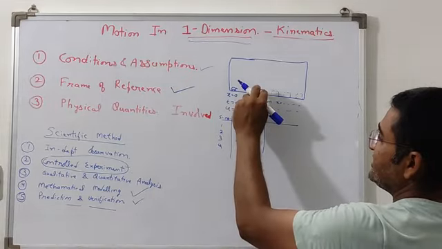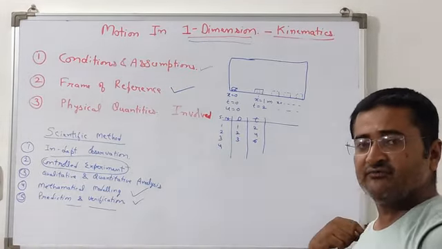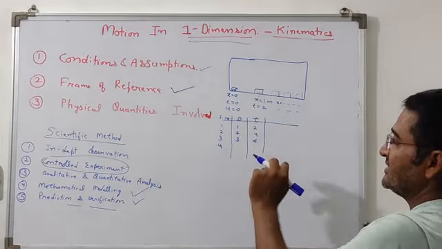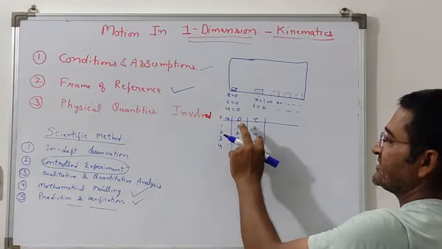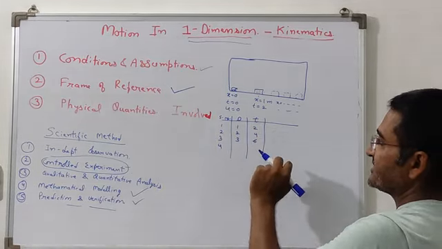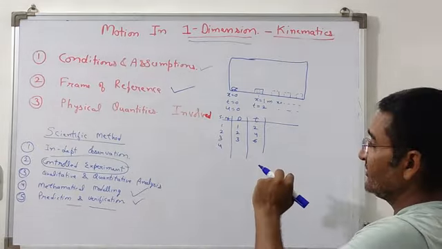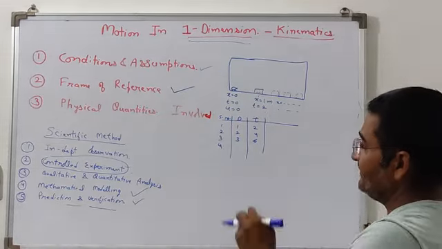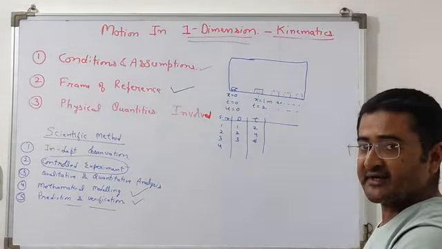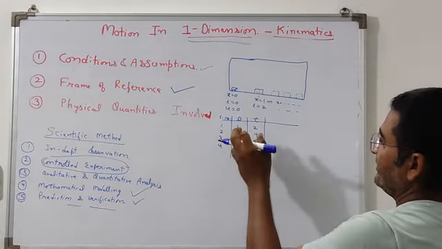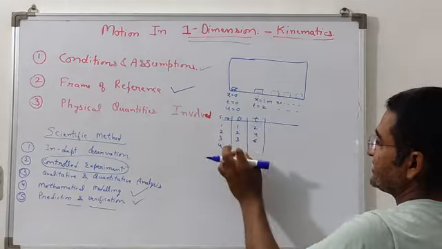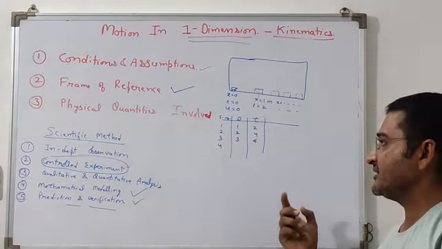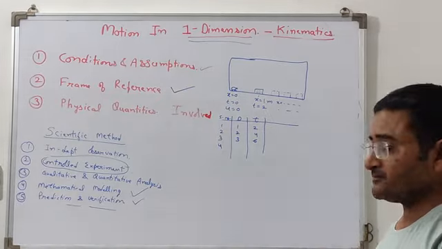So we kept the cheese at a distance of 1 meter from the mouse, and we released the mouse, and we noted the time when the mouse reaches the cheese. We found that it covers the distance of 1 meter in 2 seconds. We again increased the distance of the cheese to 2 meters and released the mouse from the edge of the wall, and we noted the time to be 4 seconds. Again, we increased the distance of the cheese to 3 meters and released the mouse, and we found that the mouse reaches the cheese in 6 seconds.